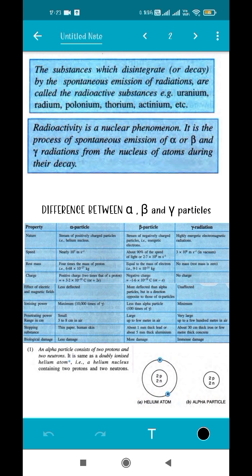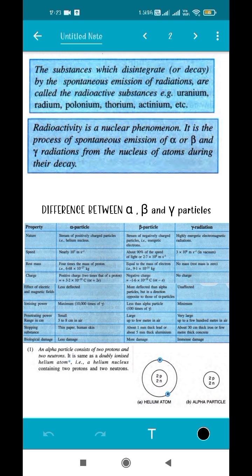As you can see in the figure below, a helium atom consists of 2 protons and 2 neutrons inside the nucleus, and outside it contains 2 electrons. If both the electrons are removed, we have just the nucleus left with us. The nucleus contains 2 protons and 2 neutrons. So this nucleus of helium is known as an alpha particle.